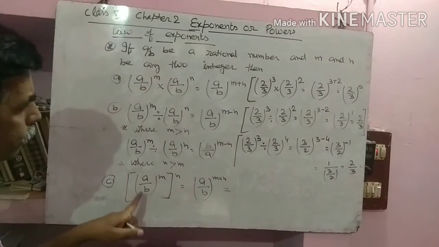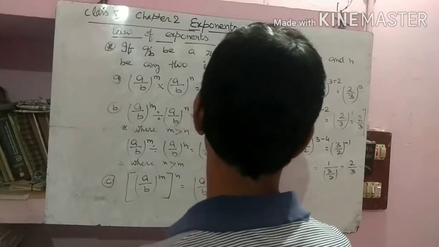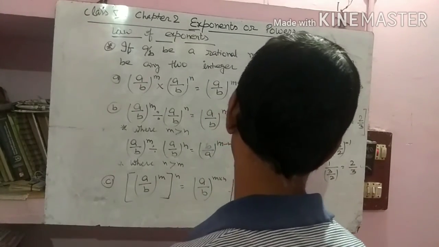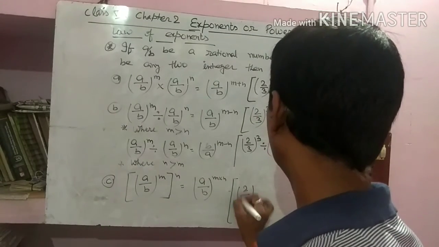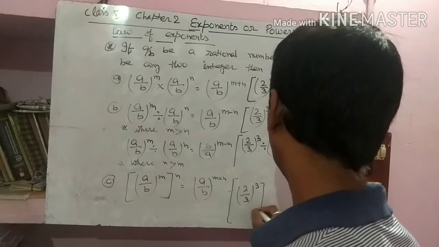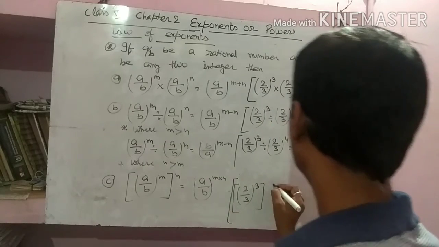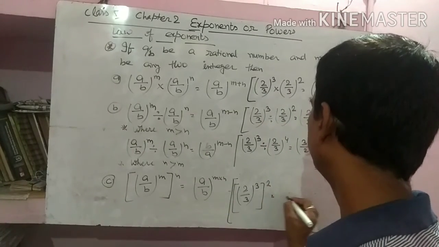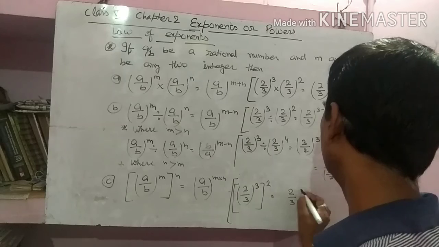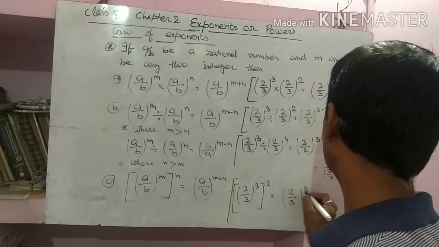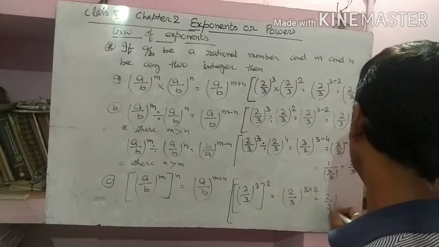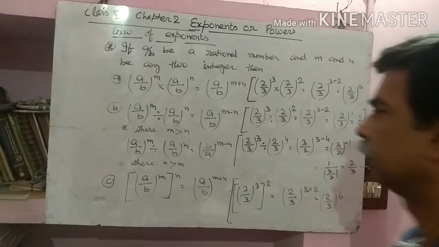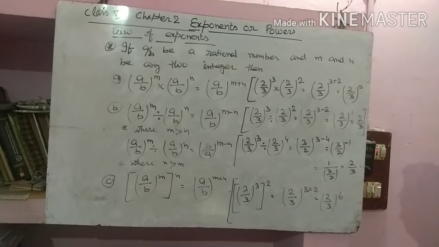The next one is, in case, suppose the number is given like this: 2 by 3 is given, the power of 2 by 3 is 3, and the whole is raised to the power 2. Then it means 2 by 3 to the power 3 into 2, which is 2 by 3 to the power 6. Is it? Write this one.